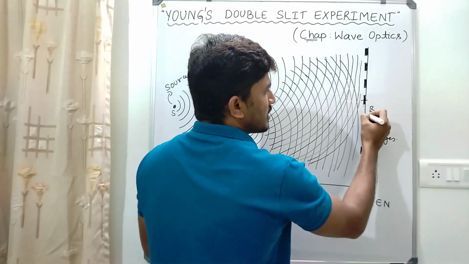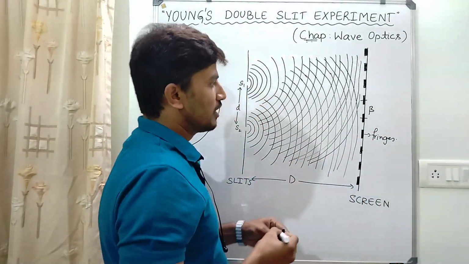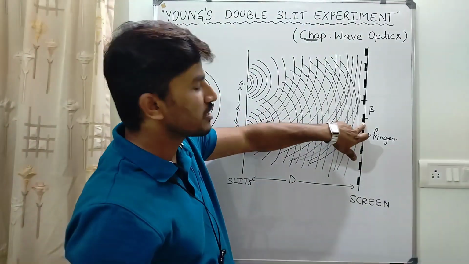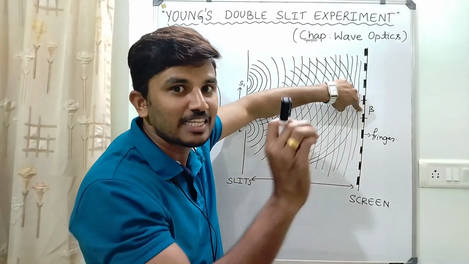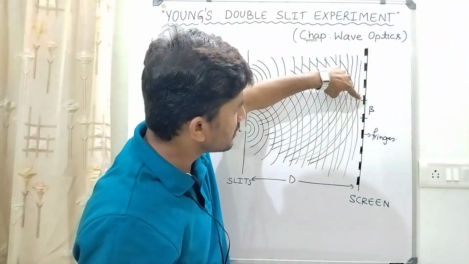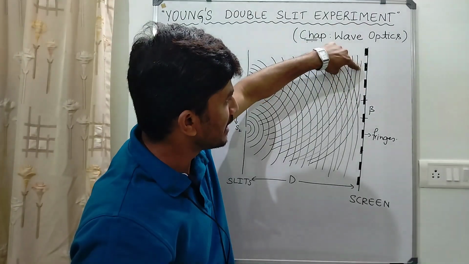Okay, sir, you are considering only the bright spots. What about dark spots? Are they also fringes? Yes. See, the black color one is considered as a bright spot. The next one is a dark spot, meaning there will be no light there. Next bright, there will be light, then no light. There is light, no light. There is light, no light.